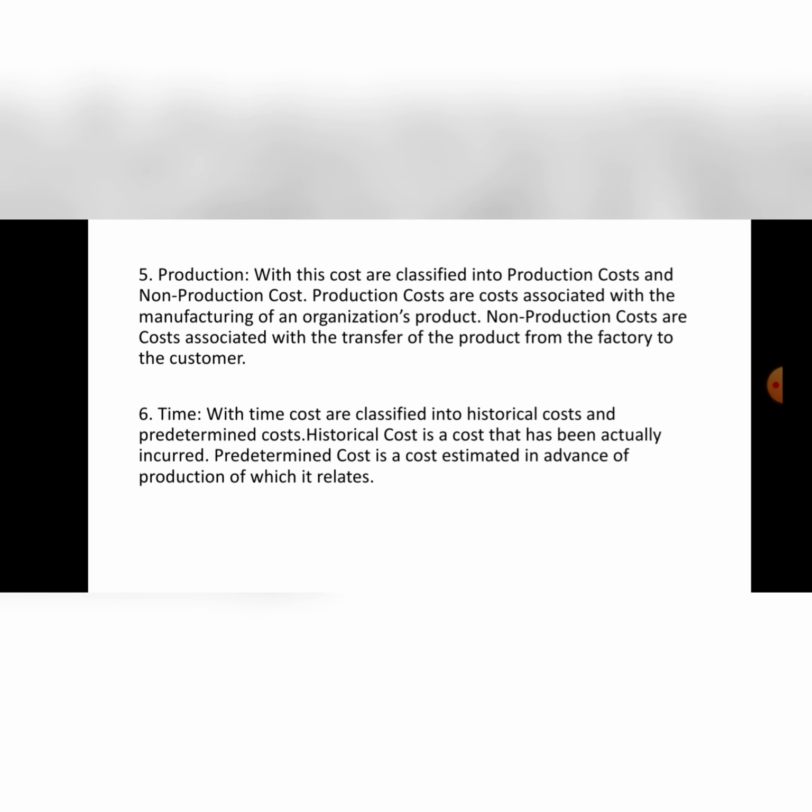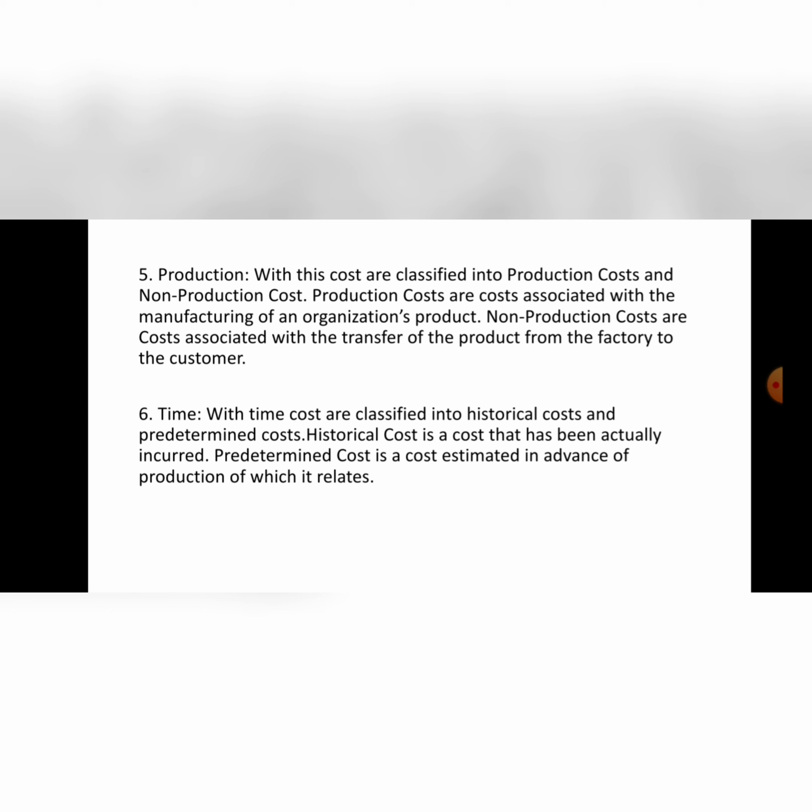Five, production. With this, costs are classified into production costs and non-production costs. Production costs are costs associated with the manufacturing of an organization's product. Non-production costs are costs associated with the transfer of the product from the factory to the customer. An example can be carriage outwards.